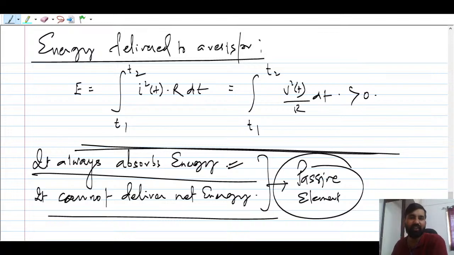Sometimes you will see the capacitors and all, they will store energy, right? And at the same time they might work as a source also in future. I will show you. So this is all about power and energy.